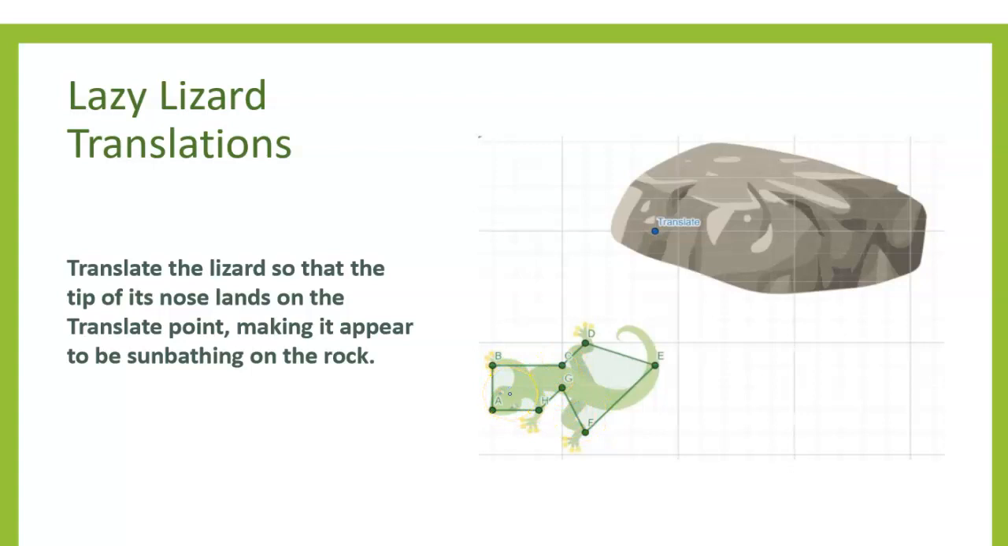And our first task is to translate the lizard so that the tip of its nose lands on the translate point, making it appear to be sunbathing on the rock. So we're going to move the lizard, keep that same orientation, just move the lizard up to this translate point.